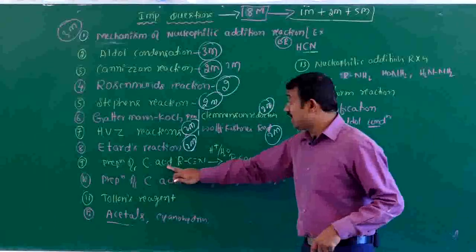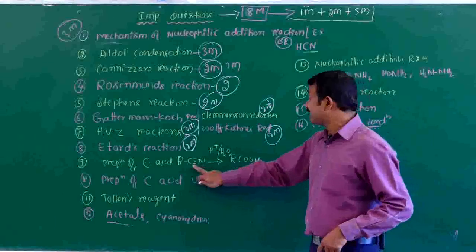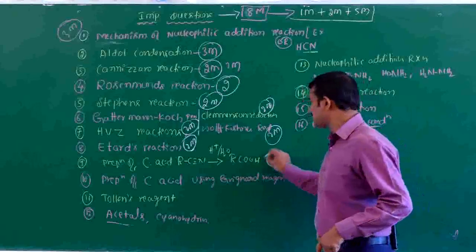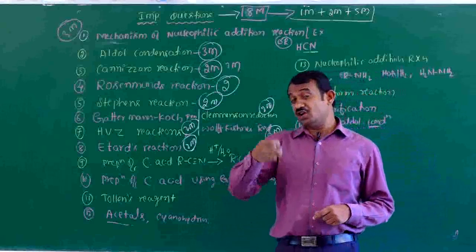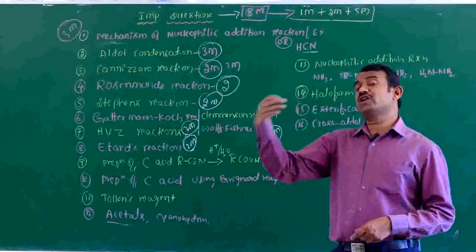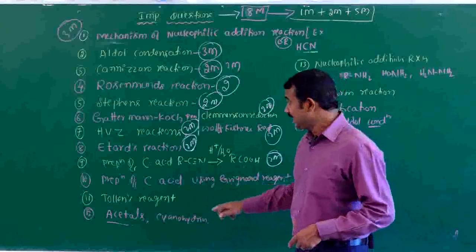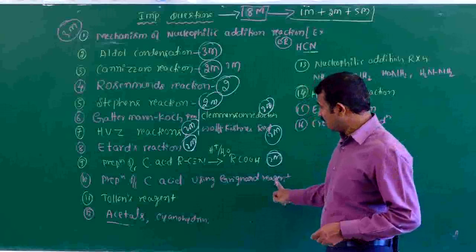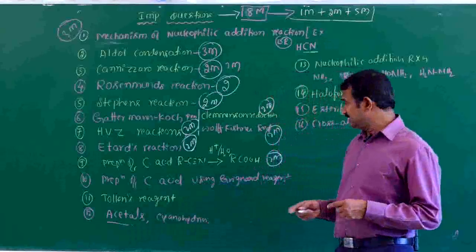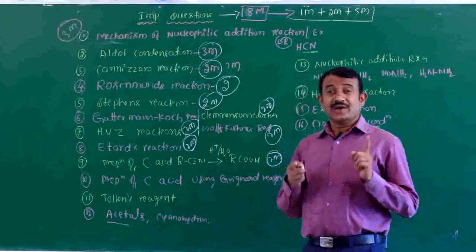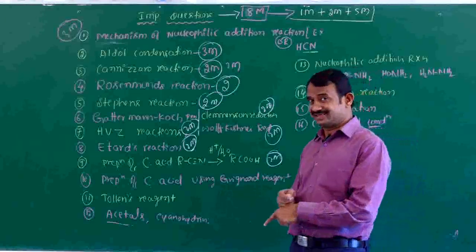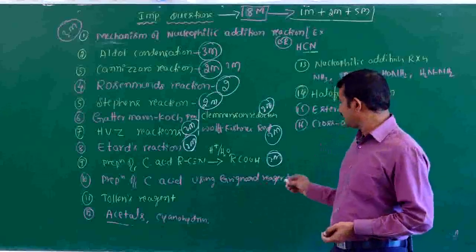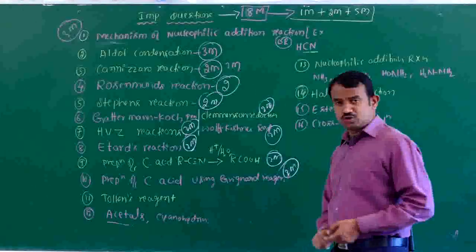Next one, preparation of carboxylic acid from nitrile. This is also 2 marks. Acid hydrolysis: partial hydrolysis forms amide, and complete hydrolysis gives carboxylic acid. Next one, preparation of carboxylic acid using Grignard reagent. When the Grignard reagent reacts with dry ice, carbon dioxide, it forms a complex which undergoes hydrolysis, and you will get a carboxylic acid. This is also 2 marks, asked many times.